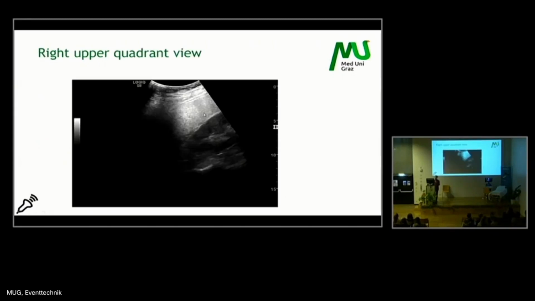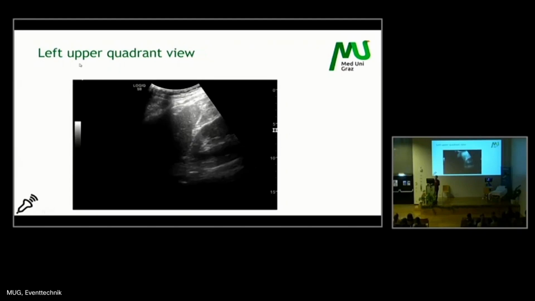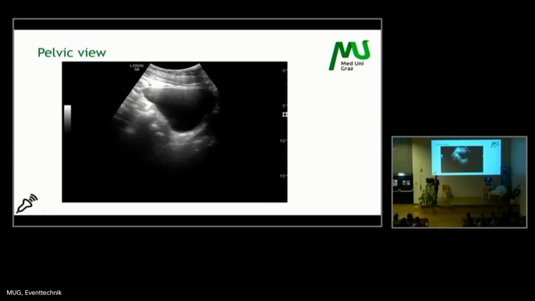Right upper quadrant view, not the best images, but we can identify the liver. Here we have some sort of artifact. We see the kidney, we see Morrison pouch, no signs of free fluid. Upper left quadrant view, we see parts of the spleen, we see the upper pole of the kidney on the left side. We see Koller's pouch, no signs of free fluid. Pelvic view, no signs of free fluid.